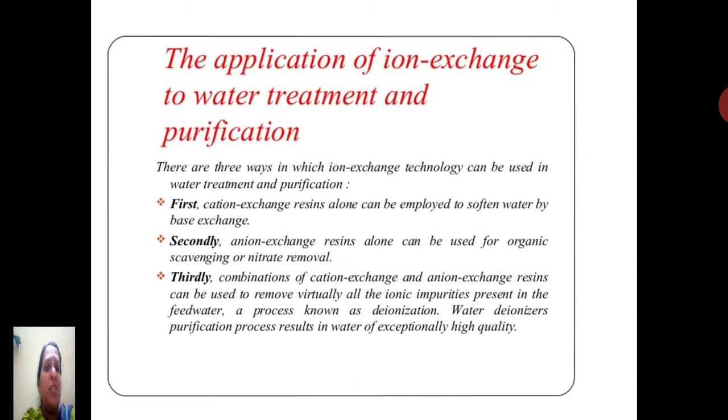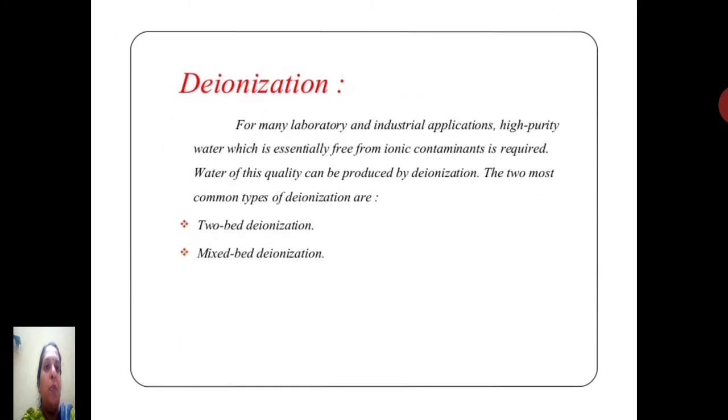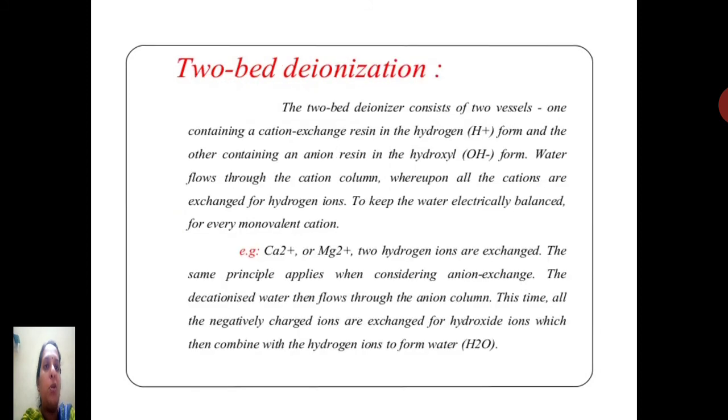In certain cases, we can go for a combination of cation exchange as well as anion exchange, as we already saw, to remove the ionic impurities present in the feed water in a process known as deionization. The water deionization purification process results in water of exceptionally high quality. Many laboratory and industrial applications use this deionization process, and there are two most common types of deionization: two-bed deionization and mixed bed deionization.